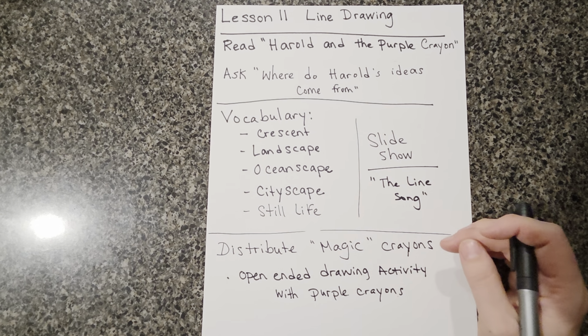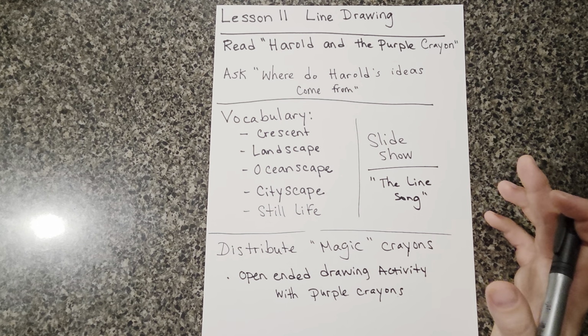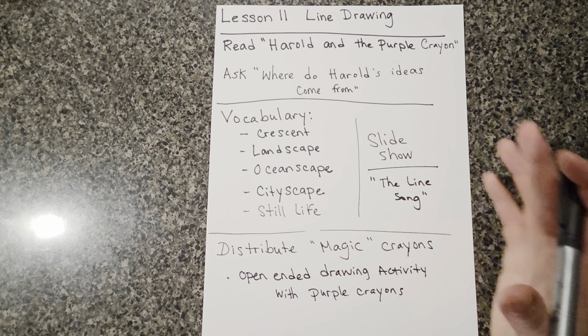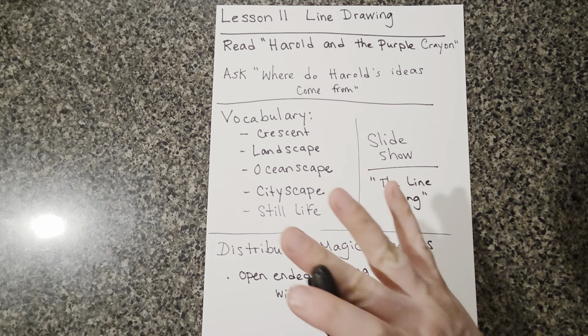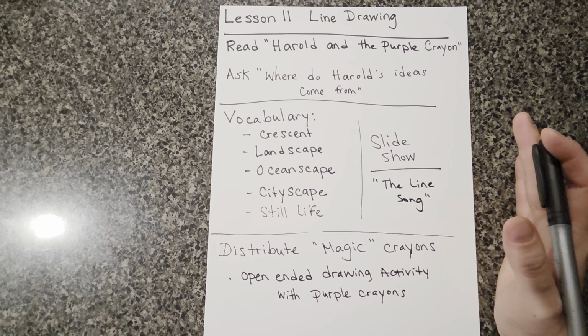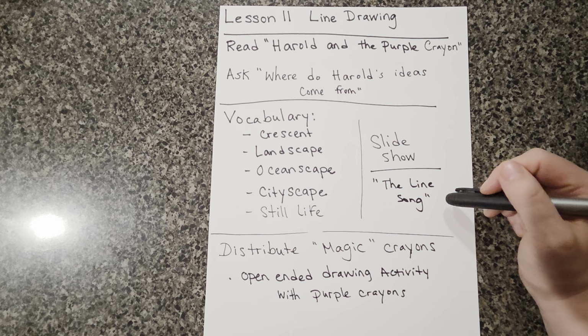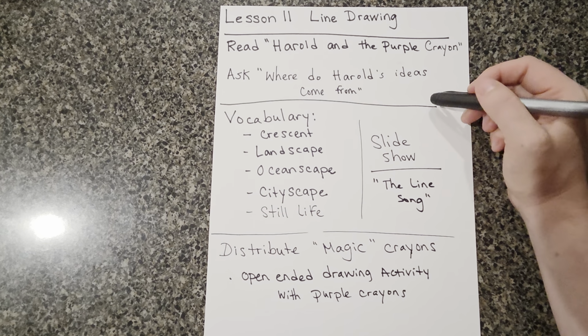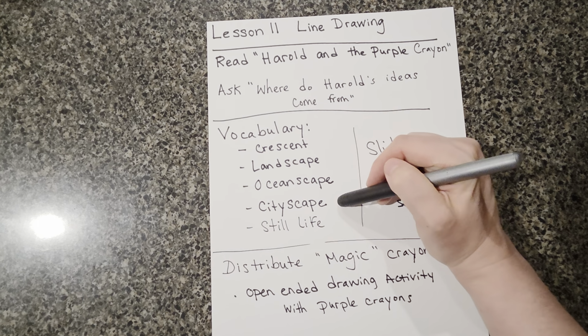And if you can find on YouTube the old animated version of Harold and the Purple Crayon, where the book has come to life, you could even save that for the end so they can clean up and then watch that, and then the teacher will pick them up. And that kind of fills the whole 40 minutes, reading the book, listening to the line song, where do Harold's ideas come from, introduce the different vocabulary words.